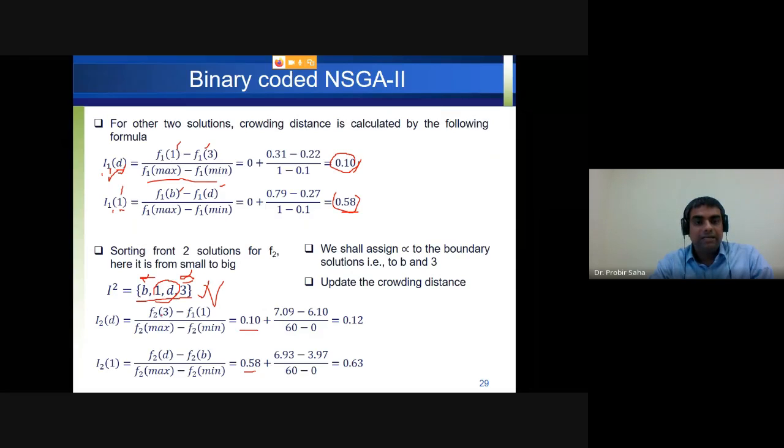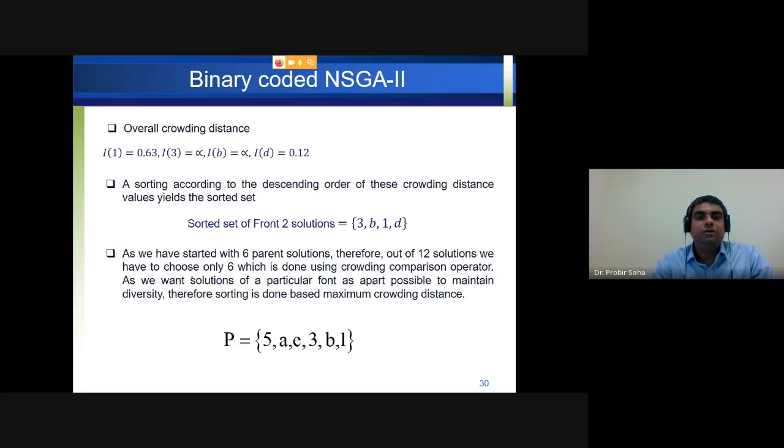But now it has become F2. Again, the solutions are 3 and 1 for finding out the crowding distance for D. With F2 max and F2 min, finally it is updated to 0.2. And for solution 1, finally it is updated to 0.63. So what is the final overall crowding distance now? For solution 1, it is 0.63. For solution 3, it is infinite. For solution B, it is infinite. And for solution D, it is 0.12.